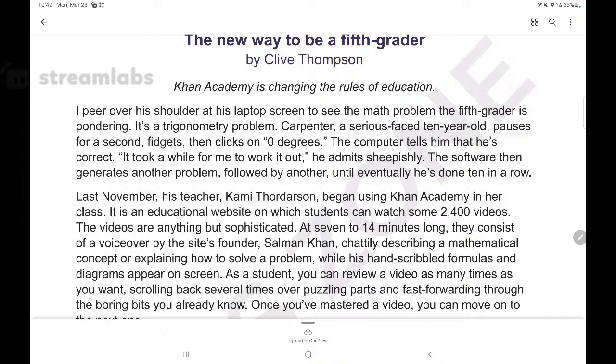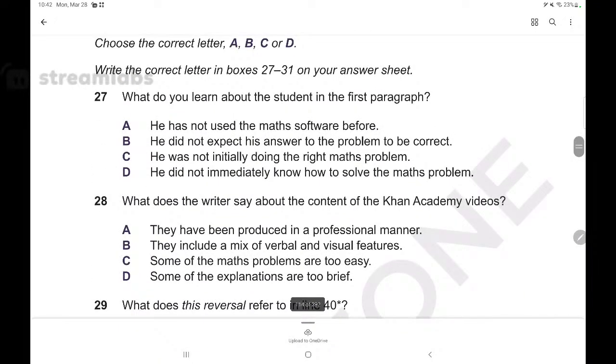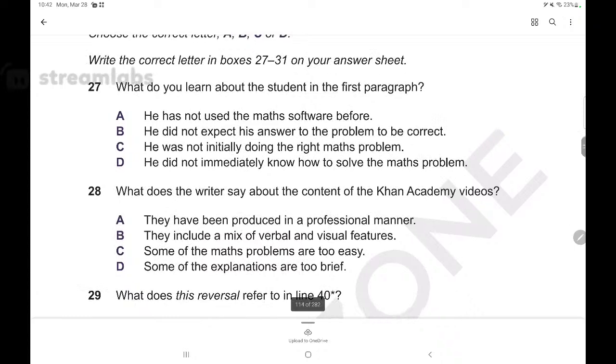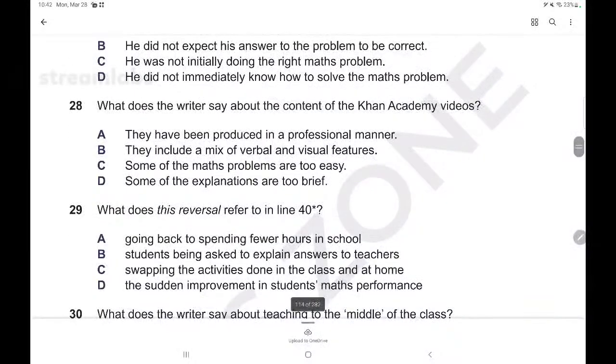So what did we learn here? I think we learned that it is good to compare ABCs. It doesn't matter whether you do it after you read the text or before you read the text. You might not want to do it just because you think it's taking too much time, that it will waste your speed or confuse you. But actually, if you do it correctly, it might help you find the answer and do it quickly. So let's look at 28. What does the writer say about the content of the Khan Academy videos?